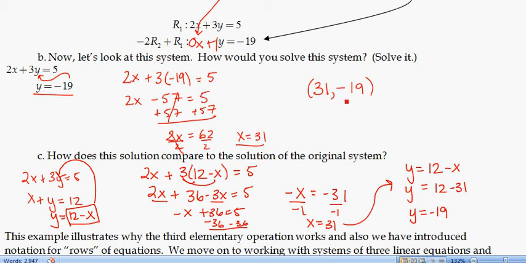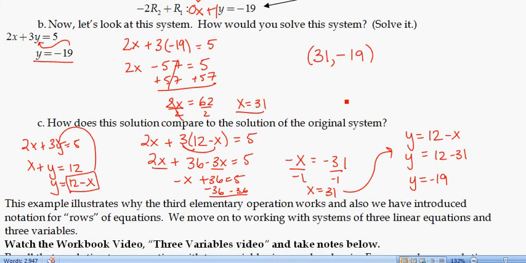And so again, this example illustrates why this third elementary operation works, because it's really just doing elimination, right? And so we've also introduced the notation for these rows of equations, and this is going to be helpful for us when we move into more variables and more equations.